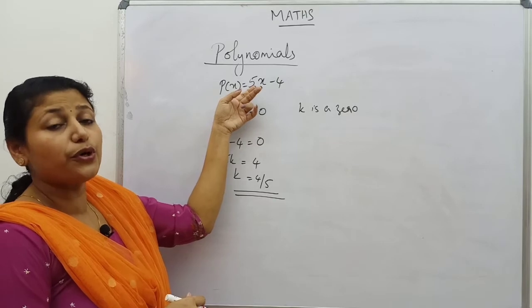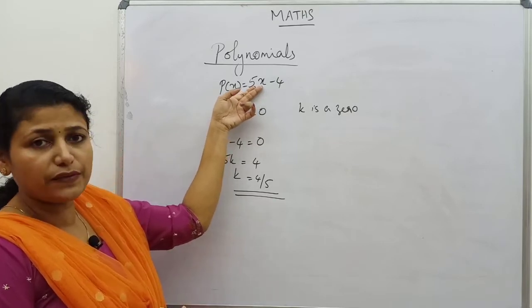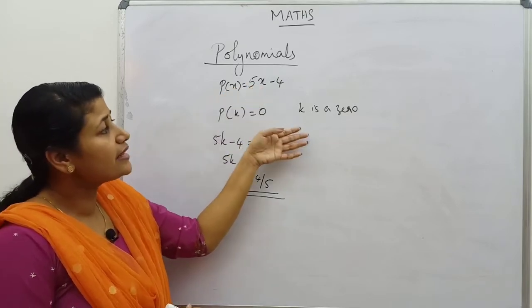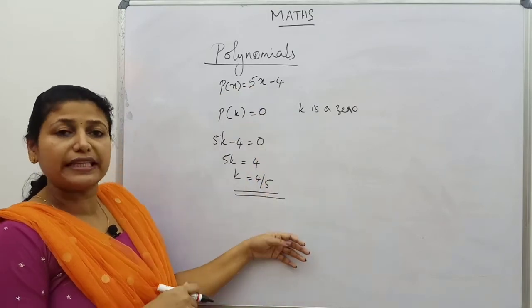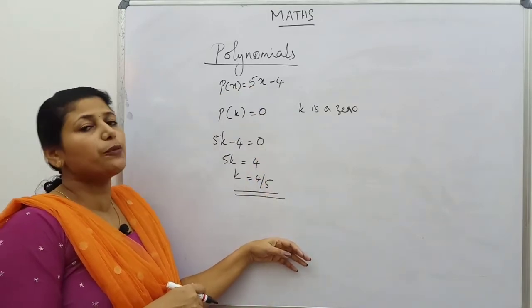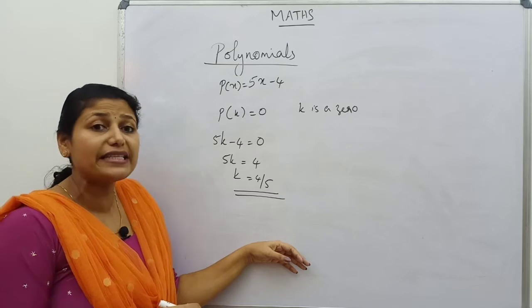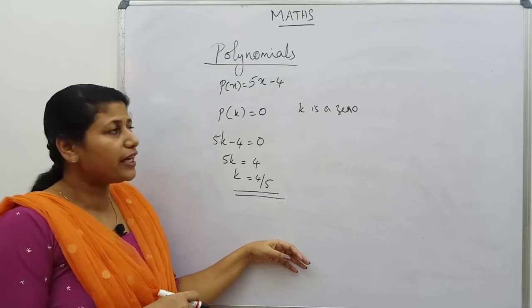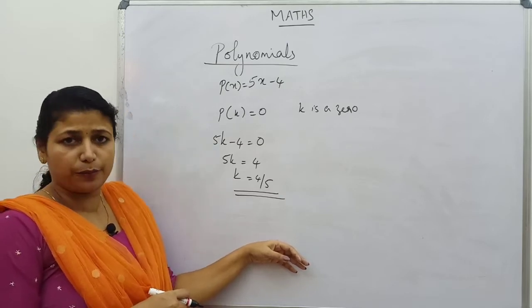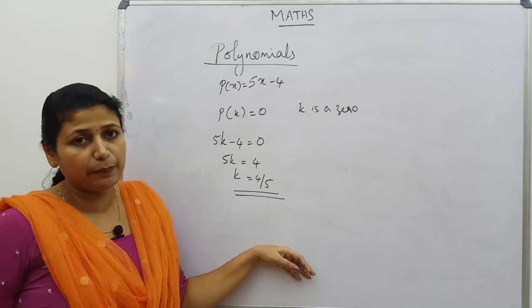Next we will move on to find the geometrical meaning of 0. We have studied up to now what is meant by the 0 of a linear polynomial, quadratic polynomial and cubic polynomial, etc. Then what does it mean? In geometry, how can you explain the 0 of these polynomials? First, we will take the linear polynomial.